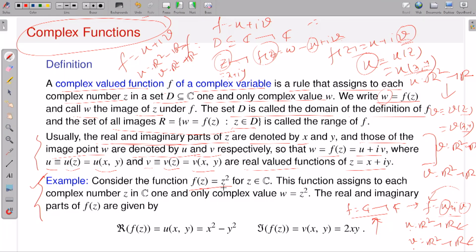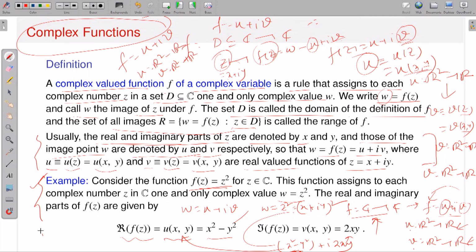So f of z is equal to z square, that means your w is z square. The real part of f of z, which is u of xy, is x square minus y square. You can just do the calculations. Your w, which is u plus iv on one hand, is equal to z square, which is (x plus iy) whole square. You do the algebra: this is x square minus y square plus i times twice xy. The first portion is the u part, u of xy is x square minus y square, and this is the portion v of xy, which is equal to 2xy.